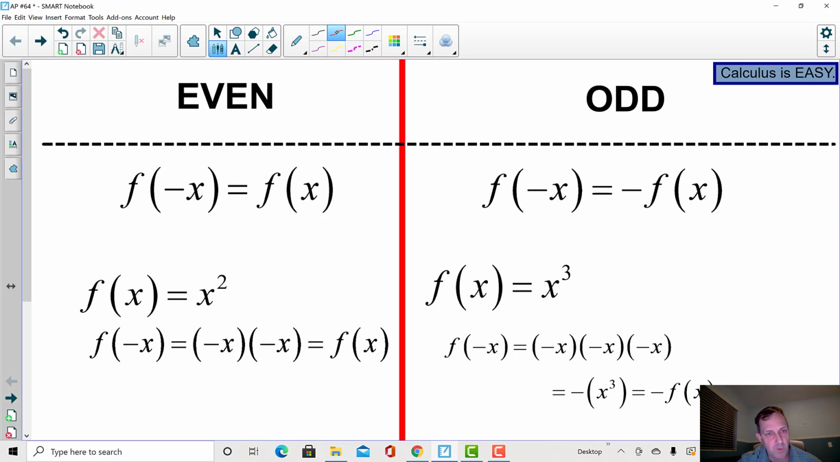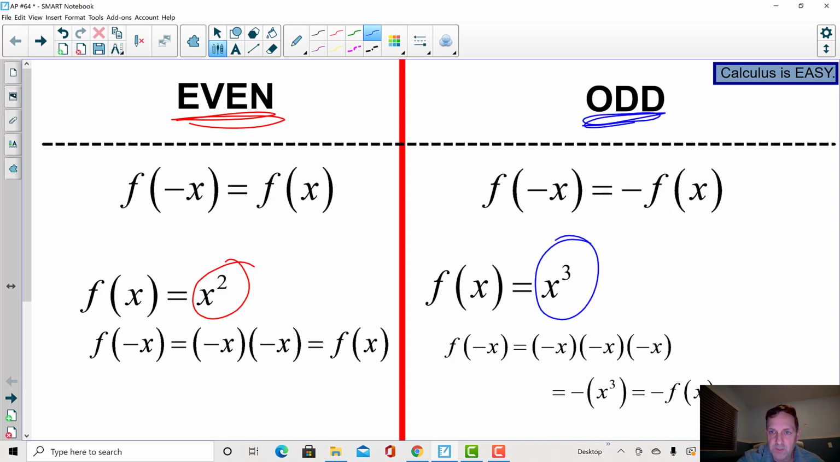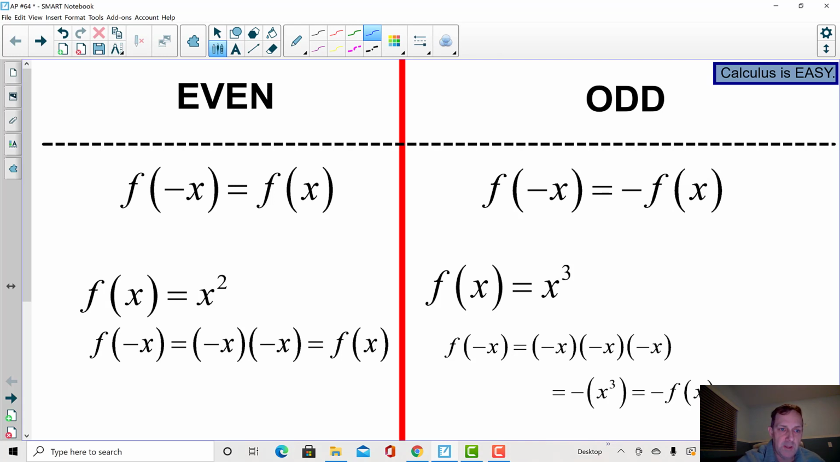Okay, I want to do a quick review of what an even function is and what an odd function is. My first example is going to be x squared. That's an even function. My second example is going to be x to the third. That's an odd function. Now, the way you test a function to see if it's even or odd is you just plug in a negative x and you see what you get.